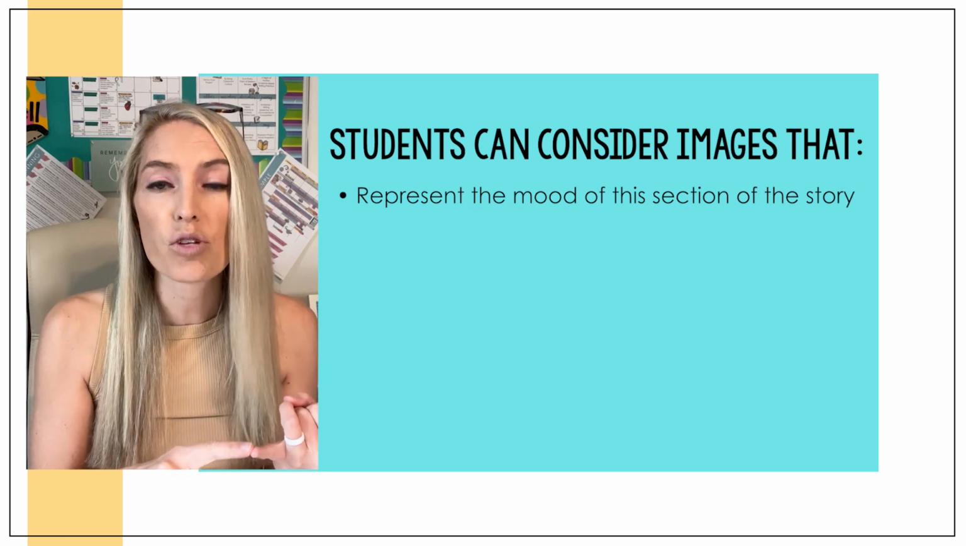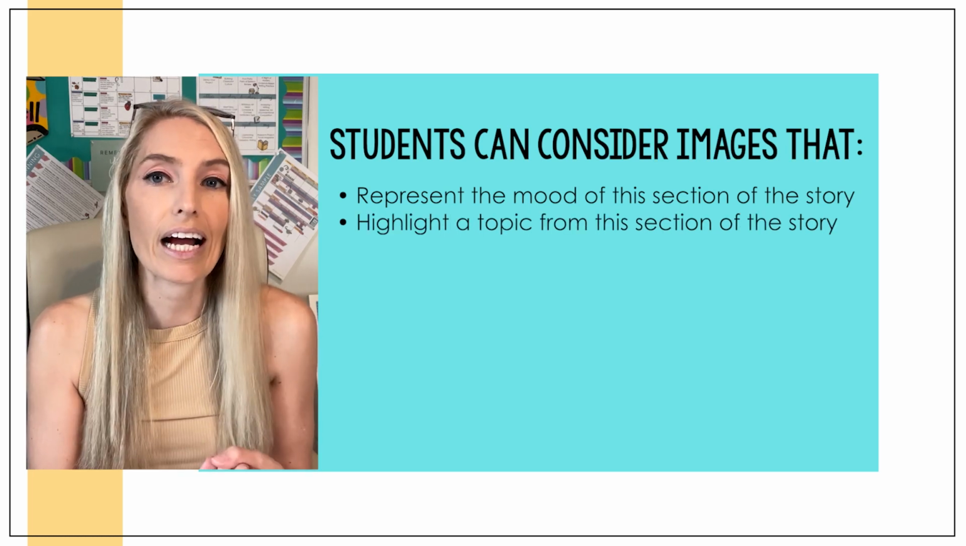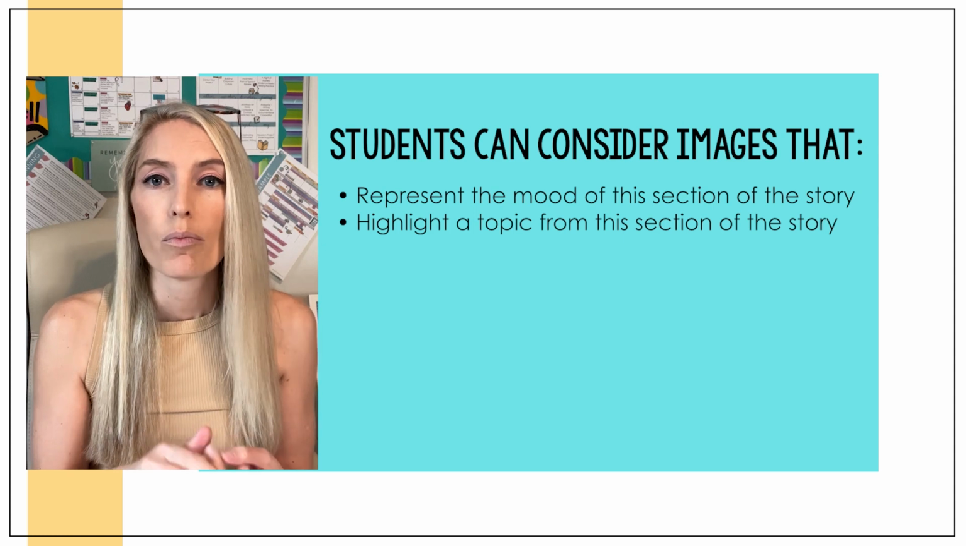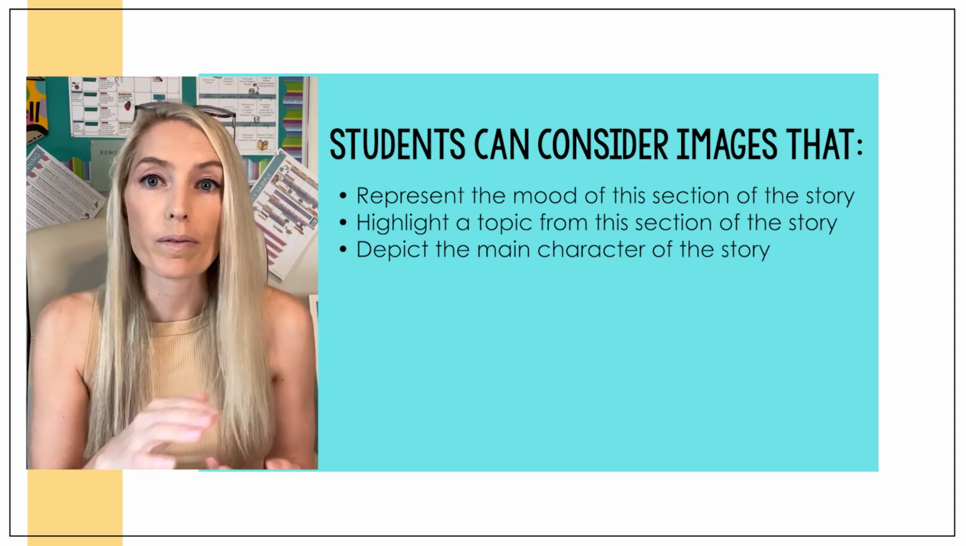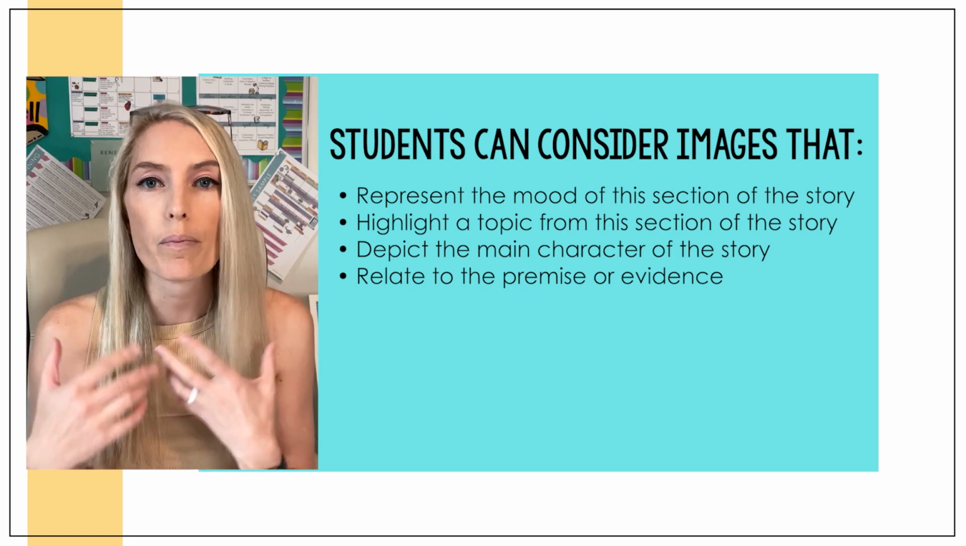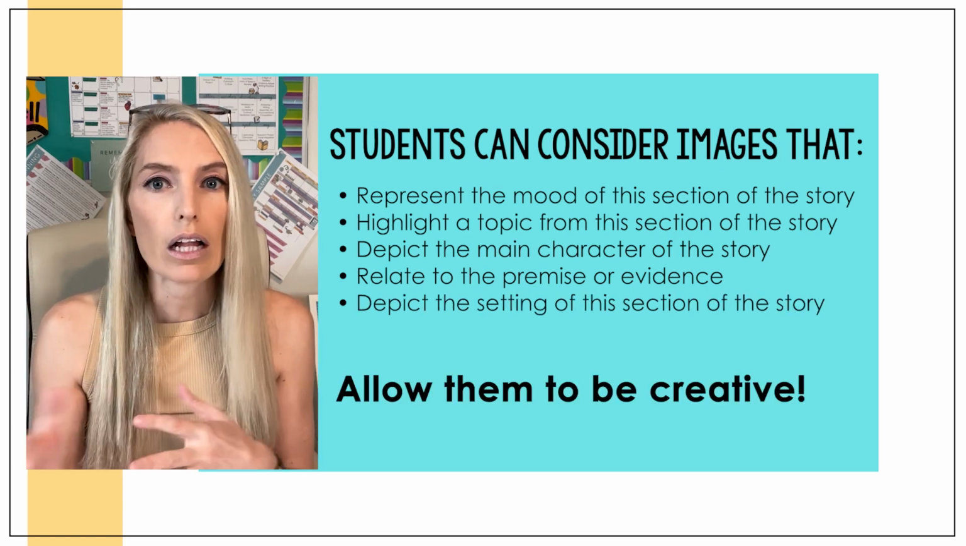Now, a quick note regarding the images that students might include on this slide. You can share with your students that they can consider images that do the following, right? Maybe it represents the mood of this section of the story, or maybe they're highlighting a topic from this section of the story. Perhaps the image depicts the main character, or relates the premise to the evidence, or it depicts the setting of this section of the story. Allow them to be creative here. Again, what I just described would be for slides 2 through 4. So students are essentially creating one slide for each body paragraph of their essays. Each slide is going to have different premises, different evidence, different justification, and of course, different pictures and images.